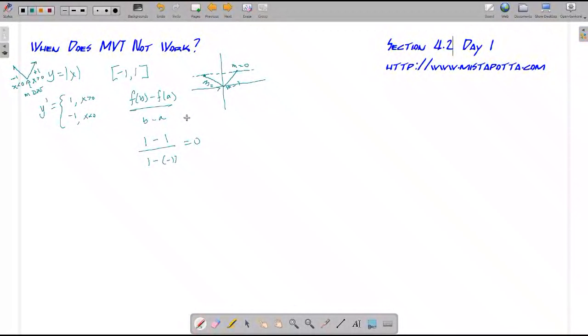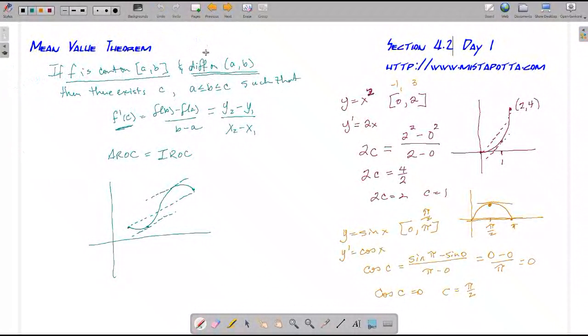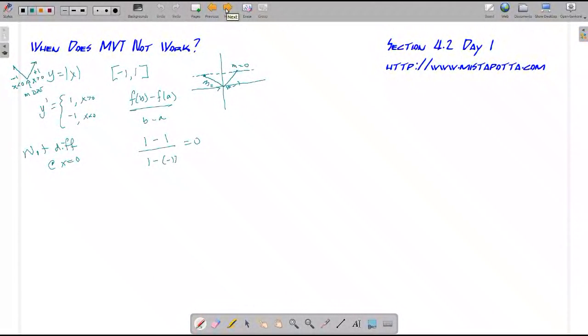And so the mean value theorem doesn't work because we're not differentiable at the point x equals 0. That's our problem point there. So we're not satisfying the condition that f had to be differentiable on the open interval, because there's one point in there that messes it up. And one point is enough to completely frustrate us.